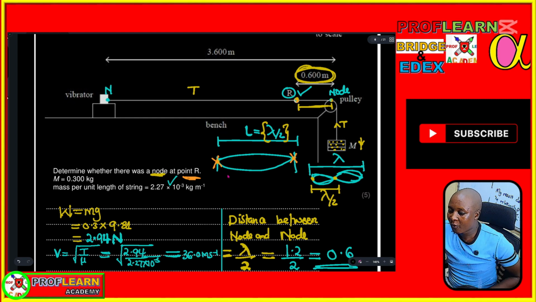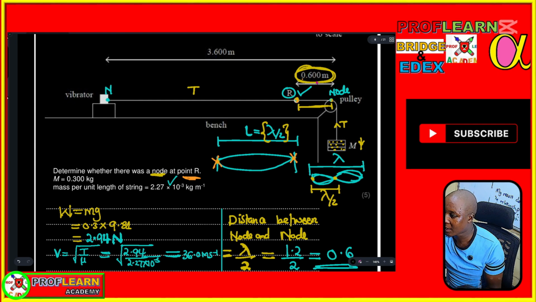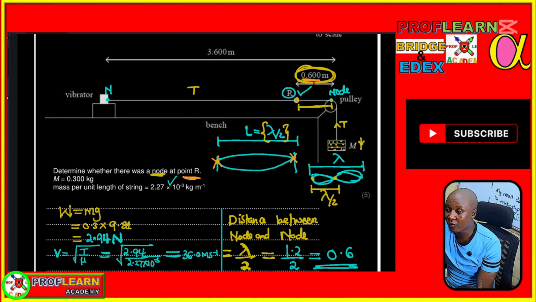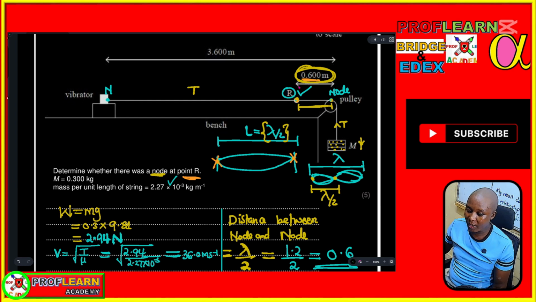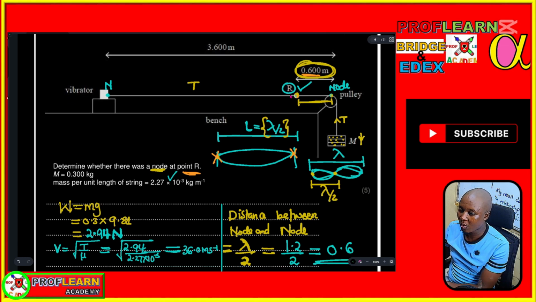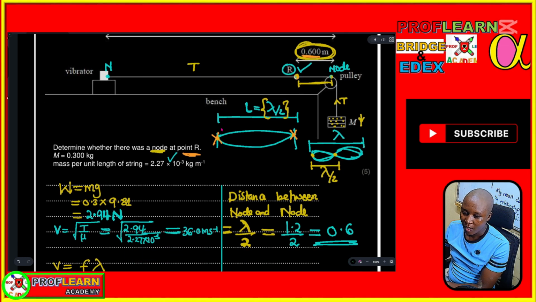So meaning, if we get the wavelength of the stationary wave here, we can check if half of that wavelength equals 0.6 meters. So if we get that half of the wavelength of this stationary wave is equivalent to 0.6 meters, it will mean that a node was formed at R. So let us now work at this question. Now we are told to determine whether there was a node at point R.